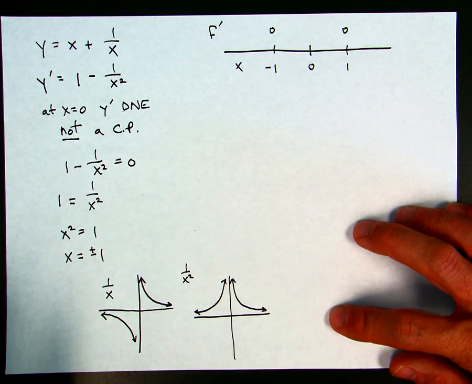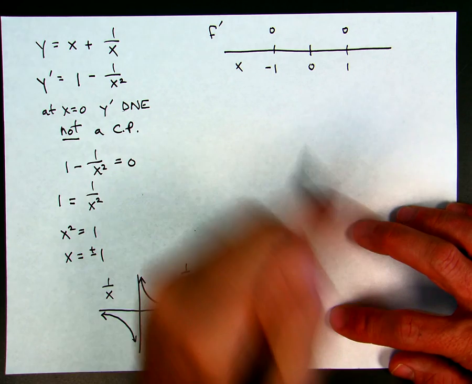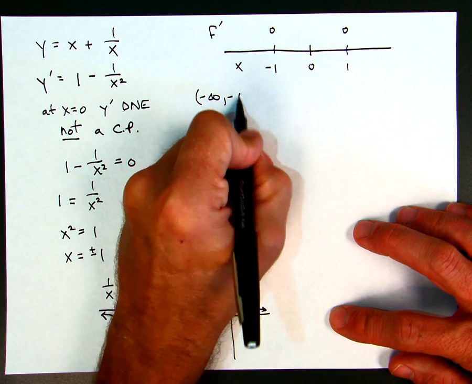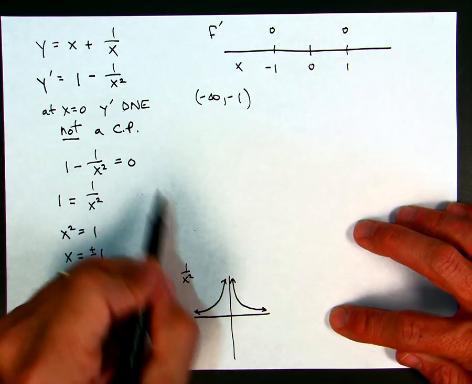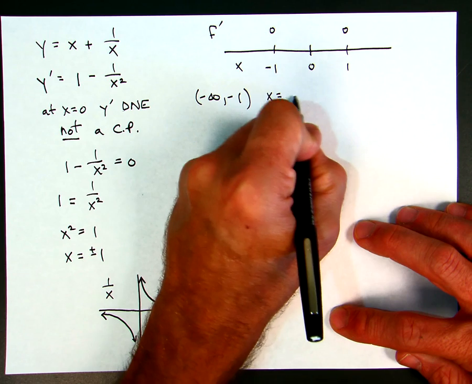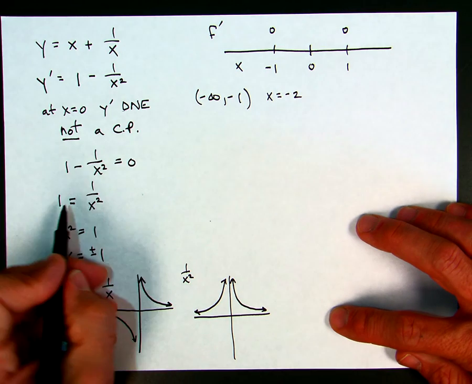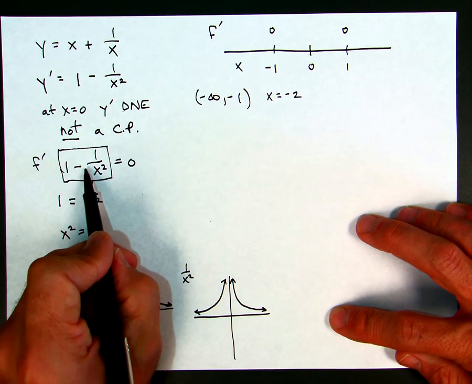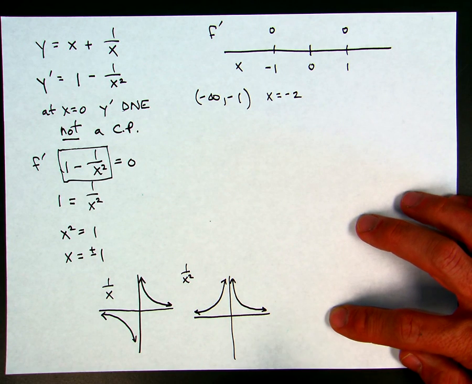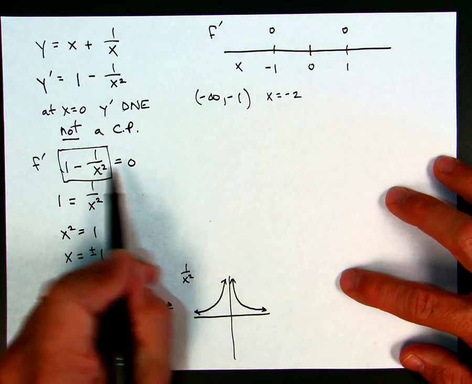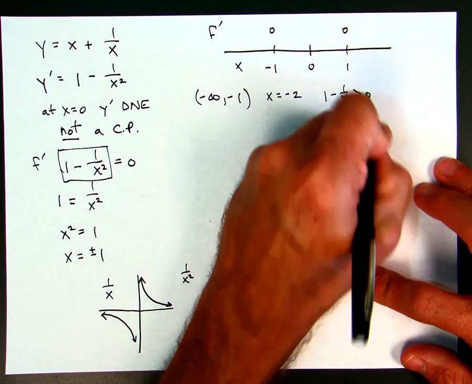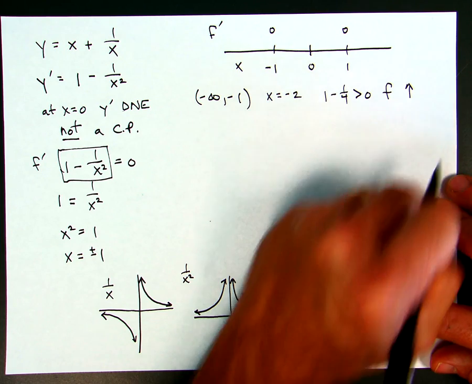Okay, so what are the intervals that we need to check with the first derivative test? Well, I have everything out here, so that's negative infinity to negative 1. A test value there might be negative 2. Here's f prime, and that's what I want to plug my test value into to determine the sign of f prime. If f prime is positive, f is increasing; negative, decreasing. So let's go ahead and check it. If I put in negative 2 here, I get 1 minus 1/4. That's 3/4. That's positive, so f is increasing out here.